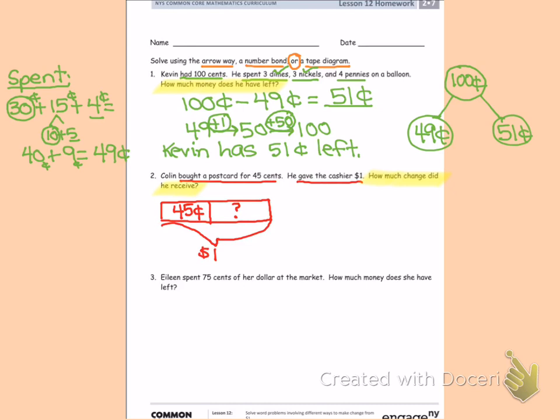We could also write it as an equation and do it like this. $1 minus 45 cents equals blank. Or 100 cents, because a dollar is the same as 100 cents, minus 45 cents equals blank. That's the most appropriate way to write it when we're using cents.